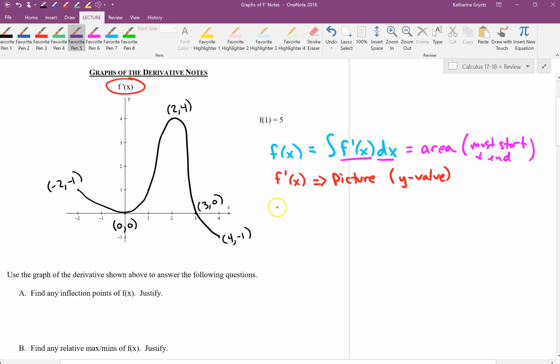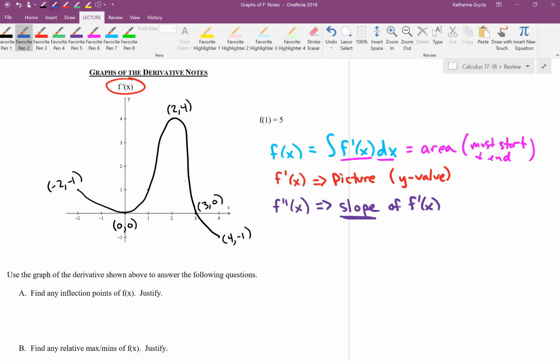And then if they ask us about f double prime of x, well, we know that that is the derivative of f prime of x. To go from f prime to f double prime, we would have to take a derivative. Okay, but how do we take a derivative on a picture? And this is where you have to understand that this is going to be the slope of f prime, because the derivative is the slope, and so since we're given a picture, we're going to do the slope of f prime. That's how we're going to do the second derivative here.